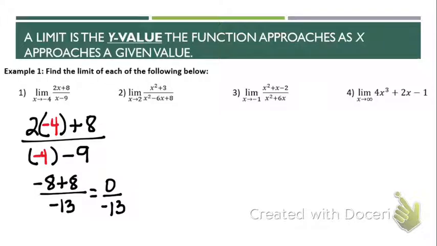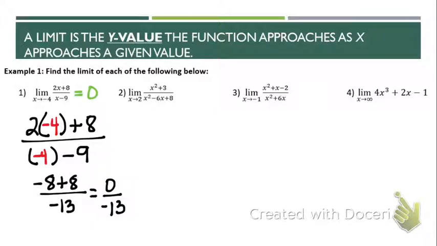Can you take 0 and divide it by a number? Is that possible? What is 0 divided by -13? Is it 0 or is it undefined? It's 0. So your limit for number 1, as x approaches -4, this function is approaching 0. So we'll say it equals 0.